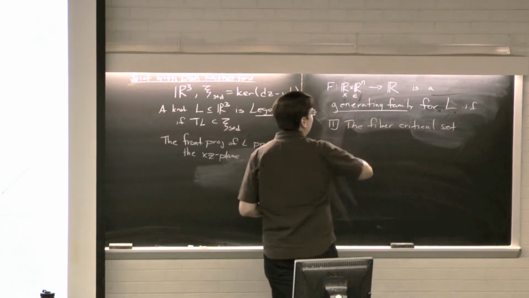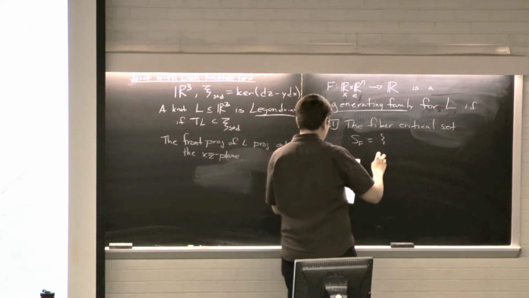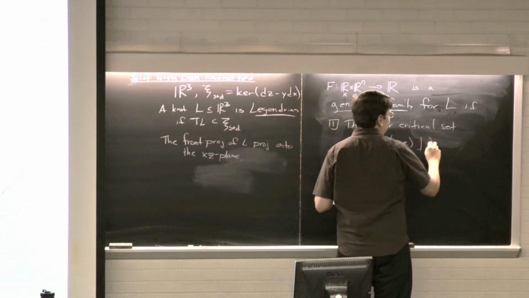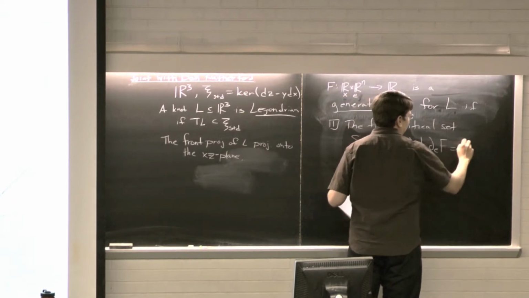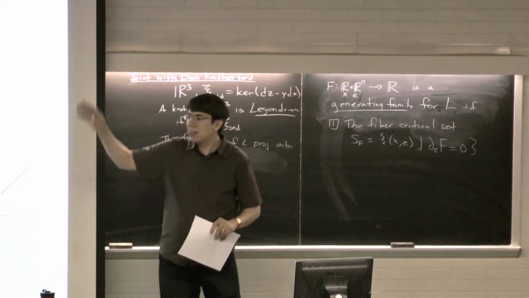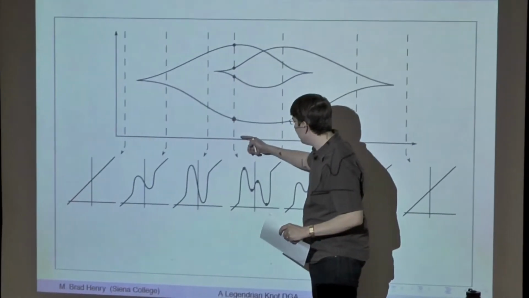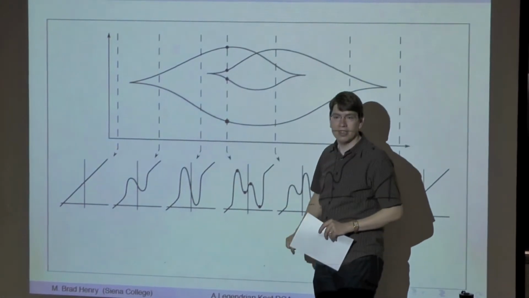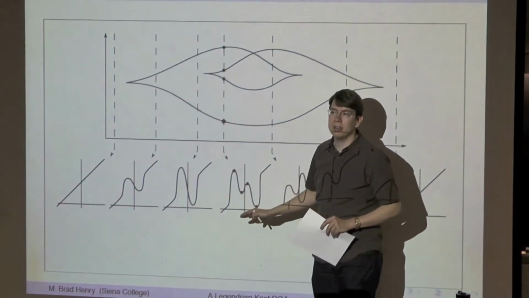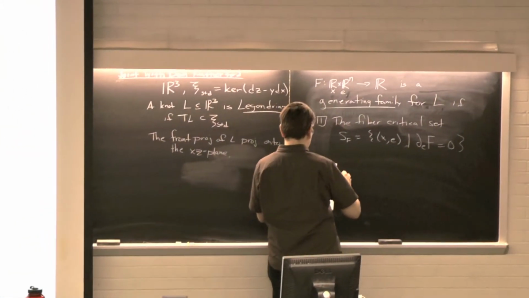This is the fiber critical set, which I define to be the ordered pairs (x, e) such that the partial in the e direction, well, there are actually n partials there, they're all 0. If you fix a single x, let's say I fix this one right here, then I'm looking at these four points right here. There's where my partials are all 0 in the fiber. This must be a one-dimensional submanifold.